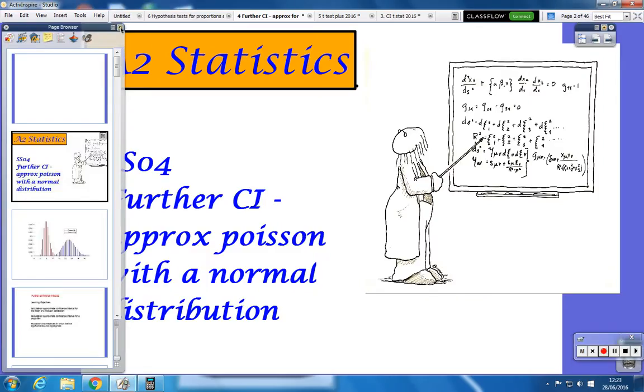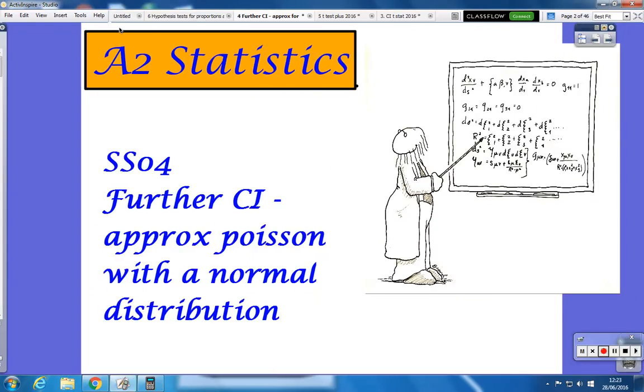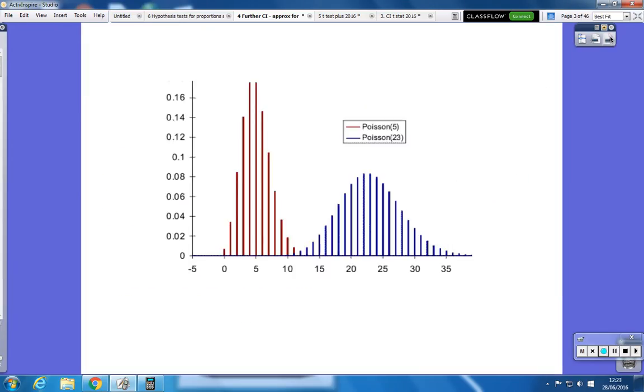Okay, so here we are. I think we're on lesson 3 now. We're going to look at more confidence intervals. So we've had a look at confidence intervals before, and we're looking specifically at the Poisson this time.